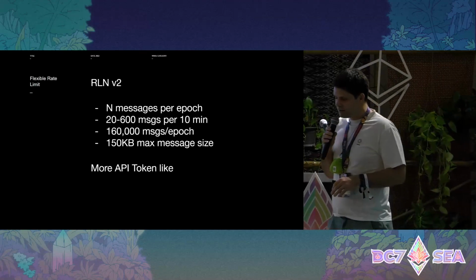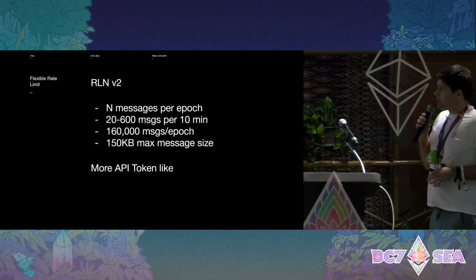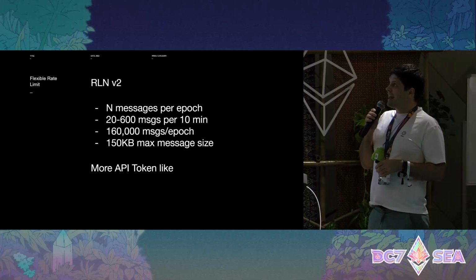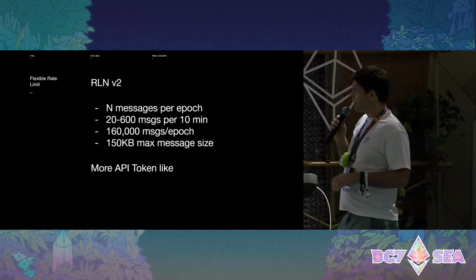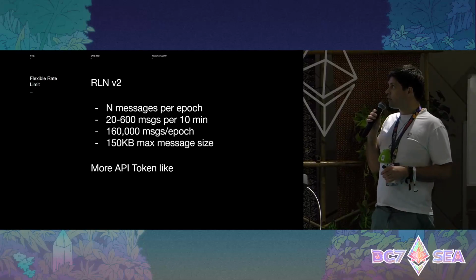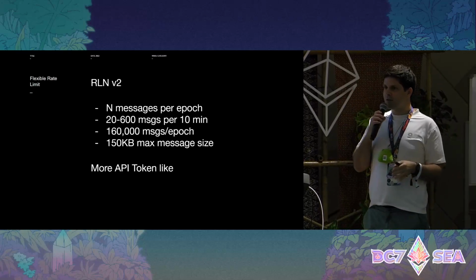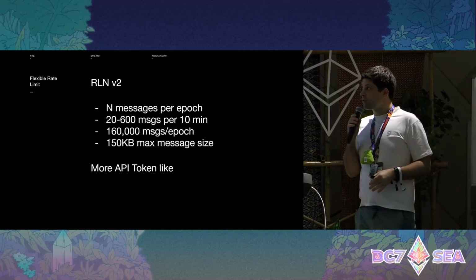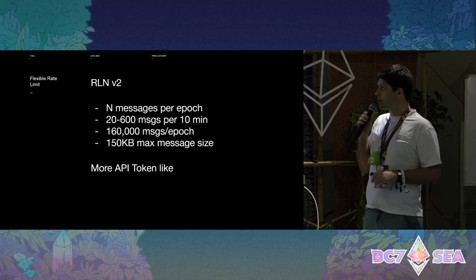So with RLNv2, from a technology point of view, the improvement is that now we can do n messages per epoch. So we're able to choose a number, and that allows us to have a wider epoch, right? In our case, we chose a number of parameters, and we're going to start with that. Of course, we can change them as we learn more, as we use them in various applications.